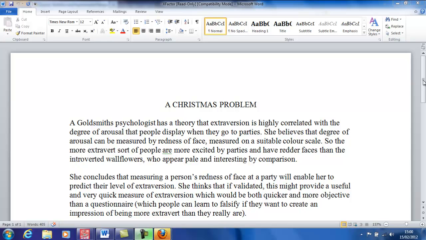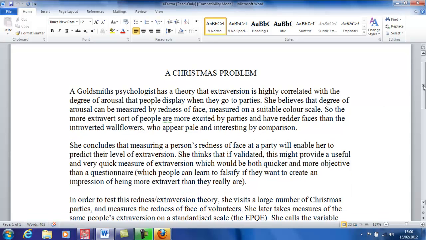So I've written a not entirely serious, but I hope at least partly credible backstory to this analysis. We have a situation whereby a psychologist is testing a hypothesis that extroversion is correlated with a degree of arousal in a situation like a party, which is not totally implausible. She's also maintaining that this degree of arousal might be indicated by redness of face, measured on some color scale. So in other words, we're trying to get some sort of objective measure of extroversion in a social situation.